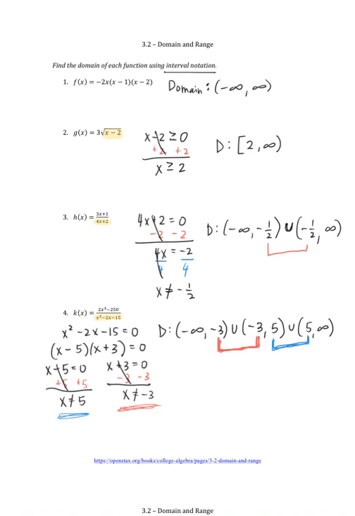So there's your domain. So those are the main things you need to look out for when you're finding the domain of these functions. You're looking for square roots and fractions. Otherwise, in general, your domain is going to be unrestricted, which means negative infinity to infinity.